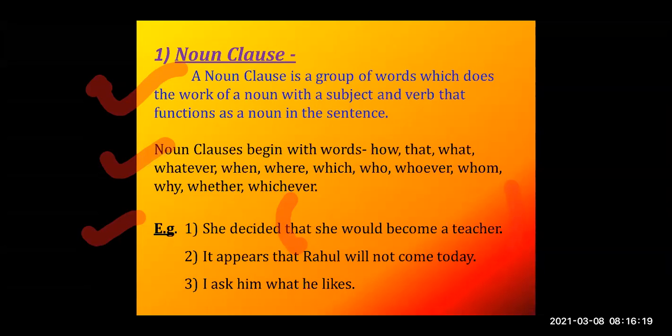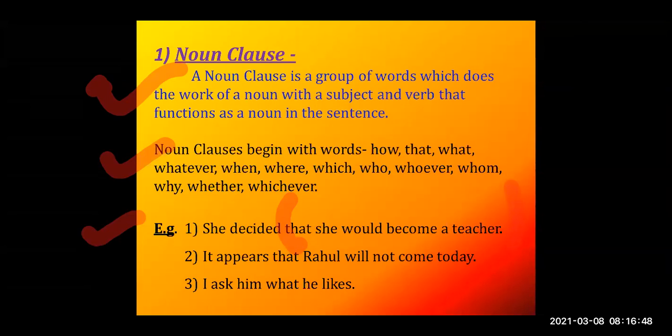Okay. So, in the sentence, a noun clause is a group of words which does the work of a noun with a subject and a verb, and that functions as a noun in the sentence. Get it? So she is the subject, and would become is the verb. Okay, it is a noun clause. So that she would become a teacher is our noun clause.